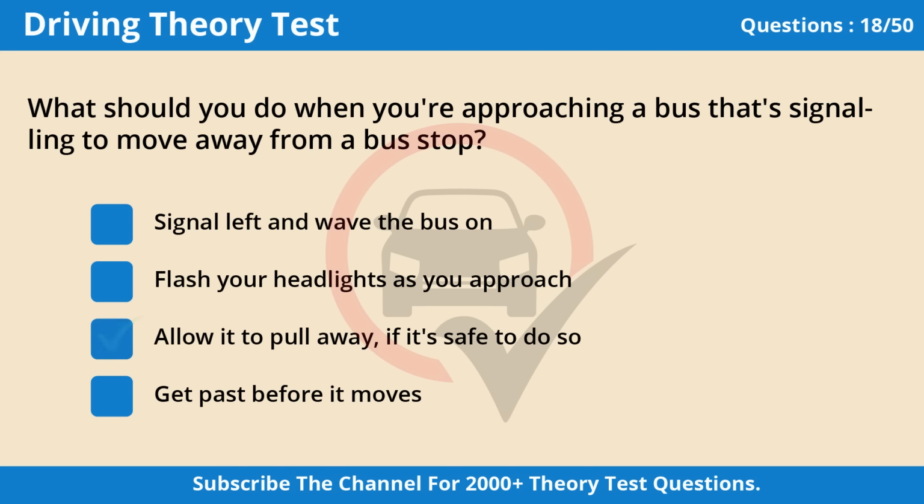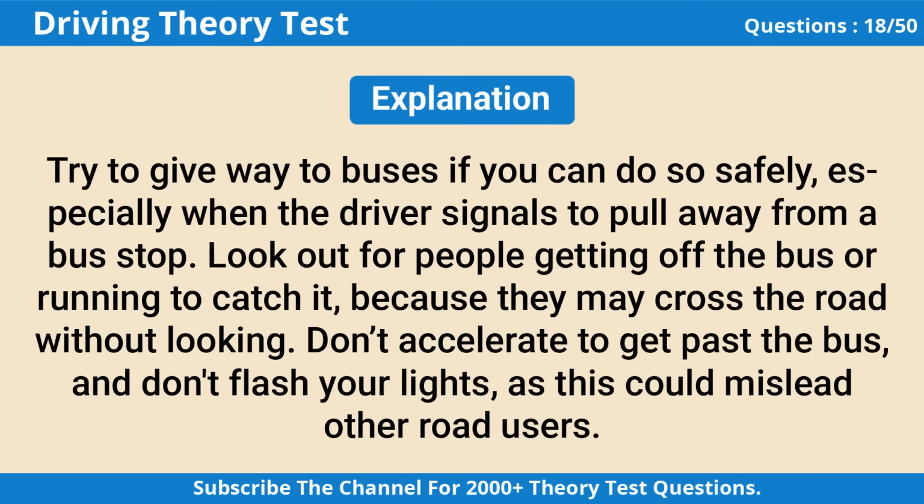C. Allow it to pull away, if it's safe to do so. Try to give way to buses if you can do so safely, especially when the driver signals to pull away from a bus stop. Look out for people getting off the bus or running to catch it, because they may cross the road without looking. Don't accelerate to get past the bus, and don't flash your lights, as this could mislead other road users.